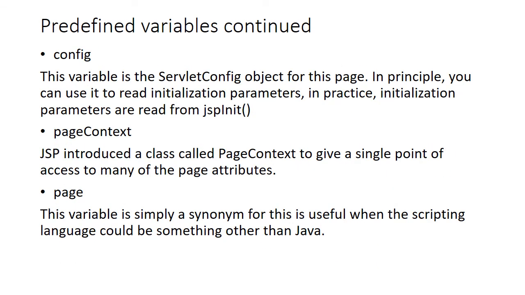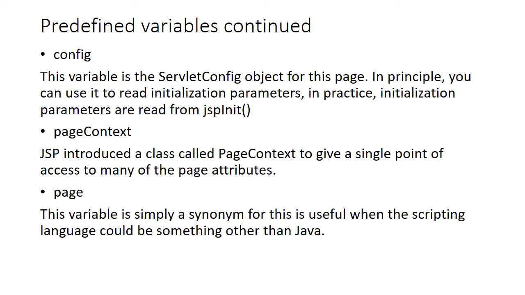The next object is the config object. As I said earlier, it is an object of the second important class, that is ServletConfig. We use this object to read the initialization parameters. Config indicates configuration. These parameters are read in the JSP init method because these are my initialization parameters. So I can use this object to set the initialization parameters and use them.